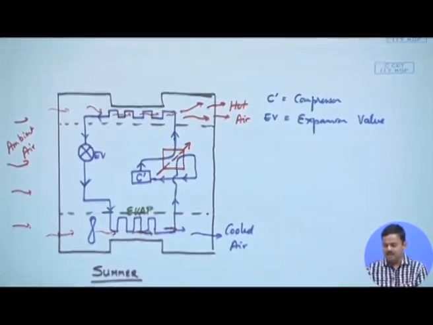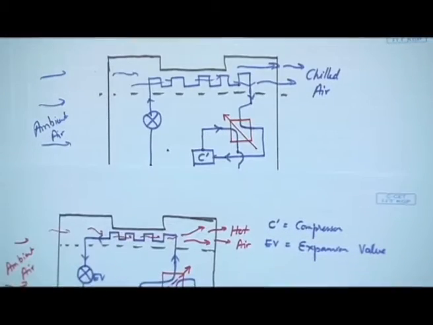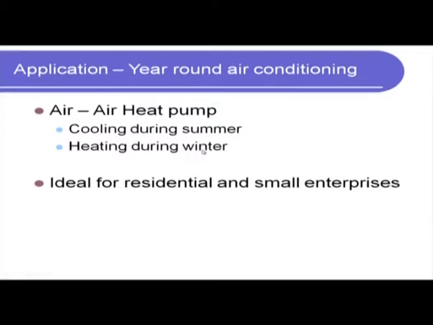Clear? So, this is how an air to air reversible heat pump works, which is what I started by showing over here. Year round air conditioning using an air to air heat pump, we can achieve cooling during summer, heating during winter. During summer, when we are cooling the room, we are also getting a heated air stream which can be used for various other purposes. And similarly, during winter, when you are heating the room, we are also getting in the evaporator section chilled air which can have several other applications, right.